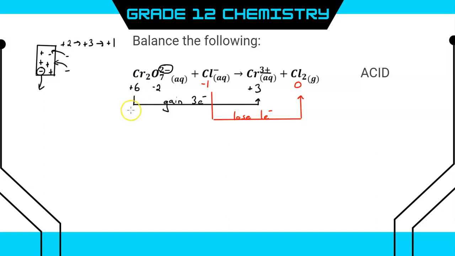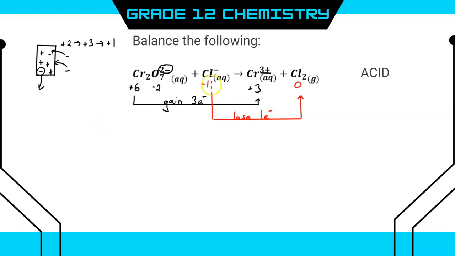Now, this was the first step required in order to balance this equation. You have to determine what all those oxidation numbers are and what electron transfers are actually occurring. The next thing that we're going to do is typical for balancing equations.